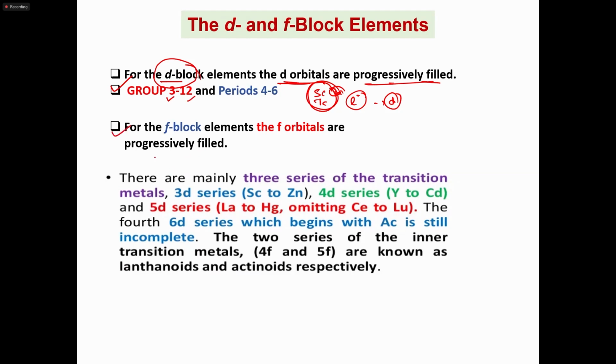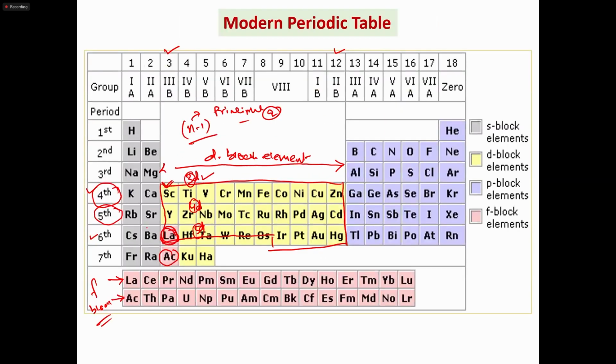For f block elements, it is the same thing: the f orbitals are progressively filled. There are three series of transition metals: the 3d series, scandium to zinc; the 4d series, yttrium to cadmium; and the 5d series, lanthanum to mercury. The 6d series, which begins with the actinides, is still incomplete. You can see this is the seventh period, with the 3d, 4d, 5d, and this is the incomplete 6d.